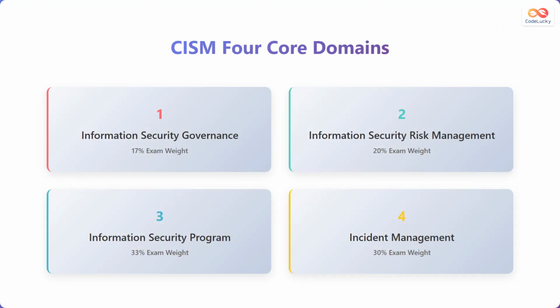The CISM certification is built around 4 essential domains that reflect real-world responsibilities of security managers. Domain 1 is Information Security Governance, which carries 17% of the exam weight. This domain focuses on establishing strategic frameworks that align security with business goals. Domain 2 is Information Security Risk Management, accounting for 20% of the exam. This involves identifying, assessing, and managing risks to organizational assets.